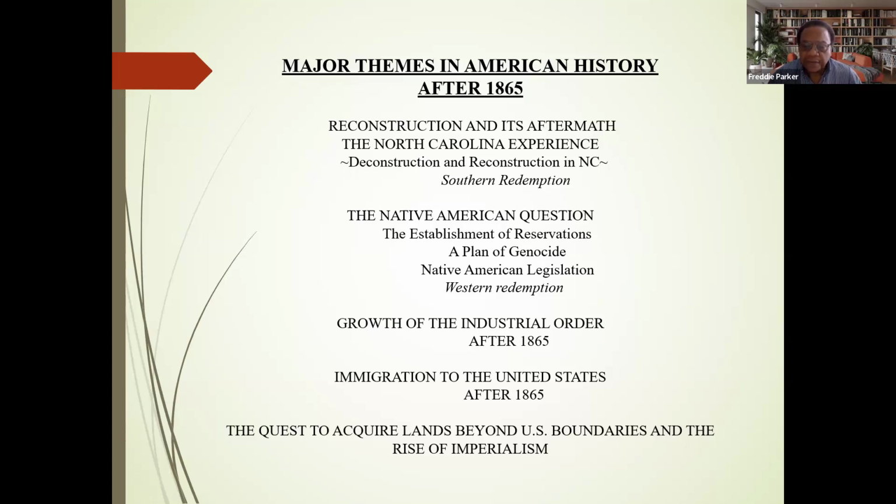Take a look at the growth of the industrial order, industrialism after 1865, immigration to the United States. All of this is tied together. Definitely, immigration is tied to the growth of the industrial order, and conclude with the quest to acquire lands beyond the United States and the rise of imperialism.